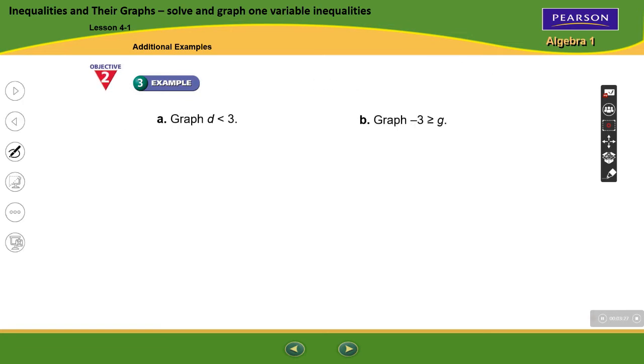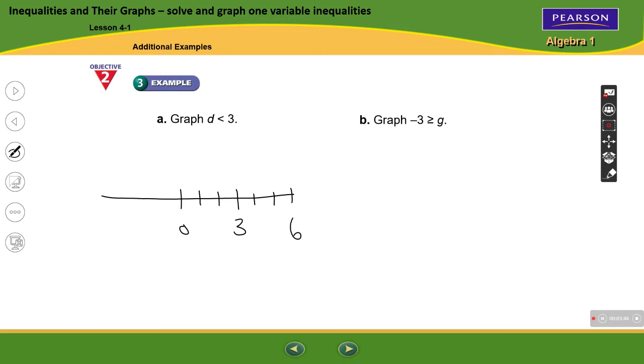So now we want to graph these. You might know how to do these, you might not, but let's take a look real quick. So we're going to graph d is less than 3. So what we want to do is give ourselves a few numbers on a number line here. 0, 1, 2, 3, 4, 5, 6. And I'm just making sure that I have some sort of scale that I understand here. So d is less than 3.